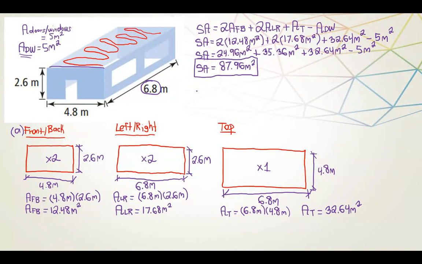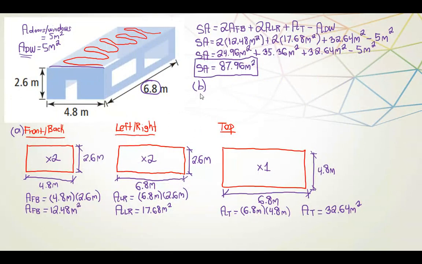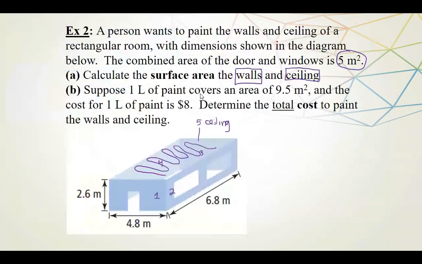Now, we had one other thing we needed to do. It wants to know the total cost to do this. So it says, suppose 1 liter of paint covers an area of 9.5 meters squared, and the cost per 1 liter of paint is $8. Determine the total cost to paint the walls and the ceiling. Well, first of all, I need to know how many liters of paint I need to use. So we know the total surface area is 87.96 meters squared. And it tells me that 1 liter of paint covers an area of 9.5 meters squared.